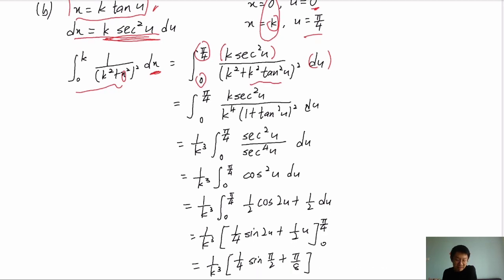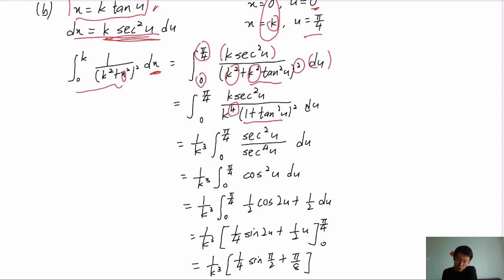After that, we tidy up a little bit. For the denominator, we have k squared in the bracket, and then this bracket has a square. So when we factorize the k squared out, the k squared brings together with the square, which results in k power 4. Inside we have 1 plus tangent squared u, the whole thing squared.